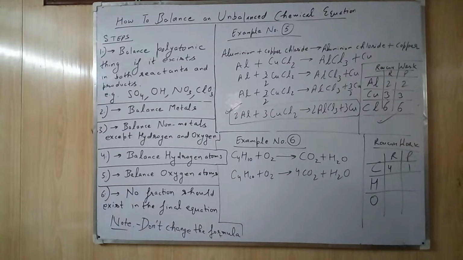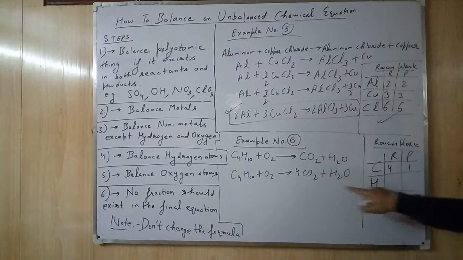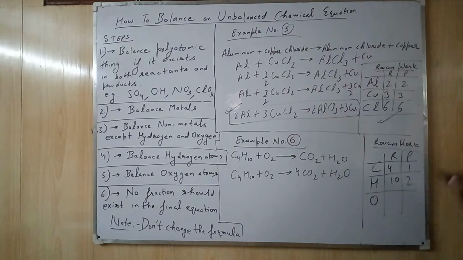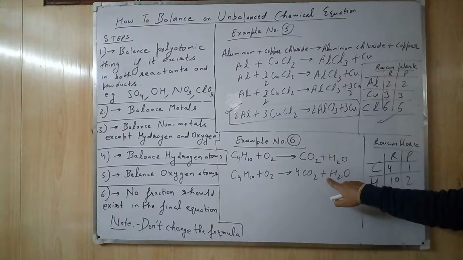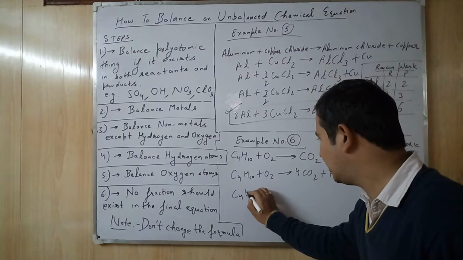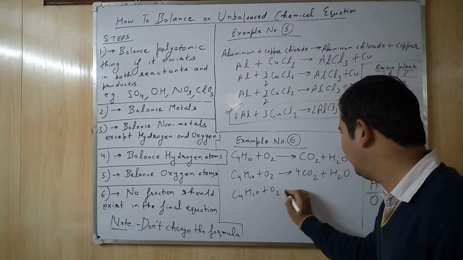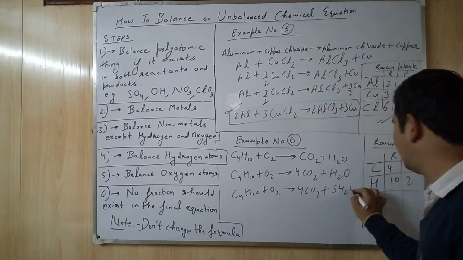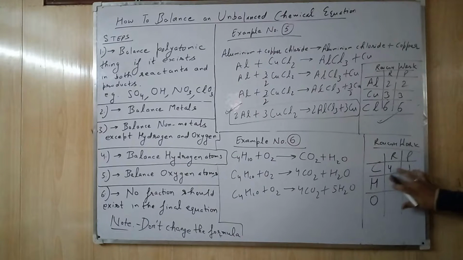Now H. 10 on the reactant side. On the product side we have only 2H. So you have to make this 2 as 10 by multiplying with 5, so you will add 5 here. So C4H10 plus O2 gives you 4CO2 plus 5H2O. Now you have to verify the equation from the very starting.